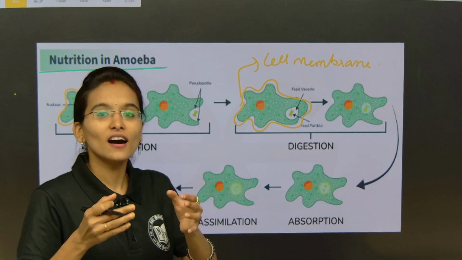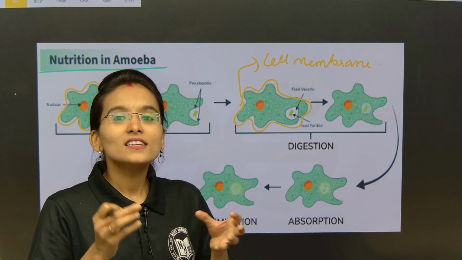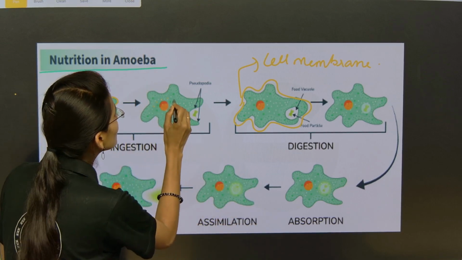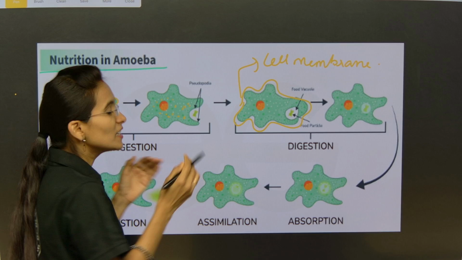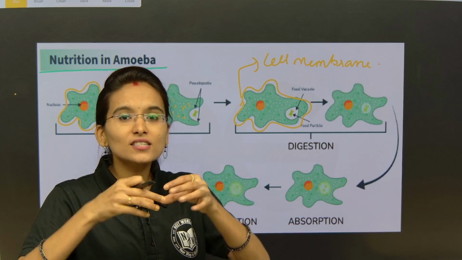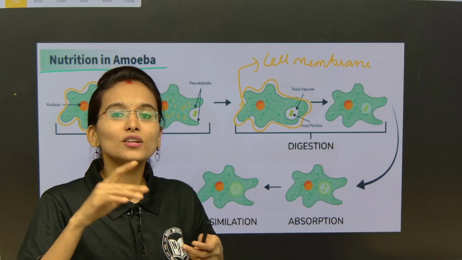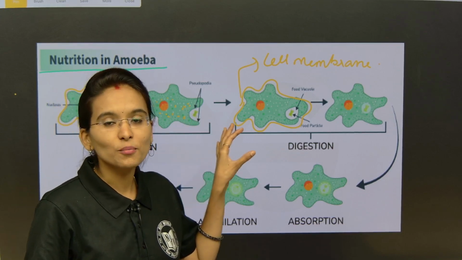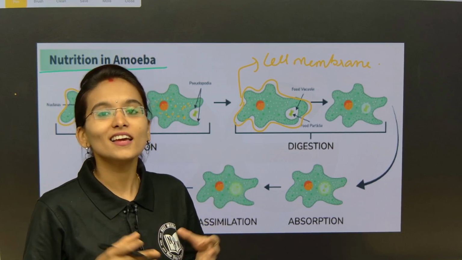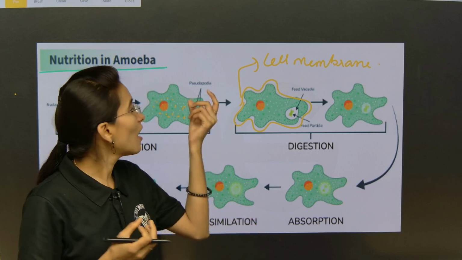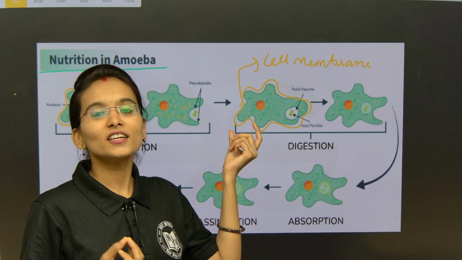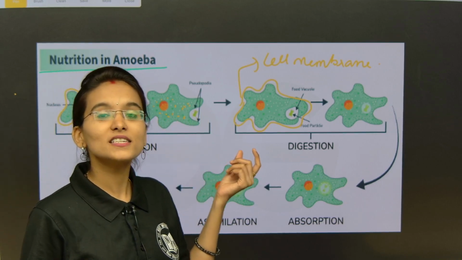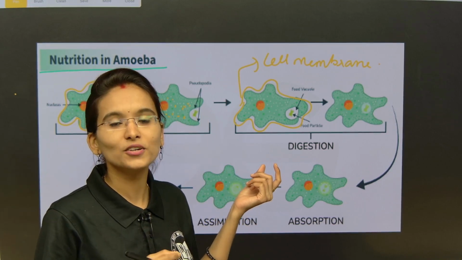The pseudopodia are simply the cytoplasmic extensions of the amoeba. Whenever it extends the cytoplasm, it forms finger-like projections. Those are called pseudopodia. These pseudopodia work like the locomotory organelles in the amoeba, whereas in the paramecium, the cilia act as the locomotory organelles.